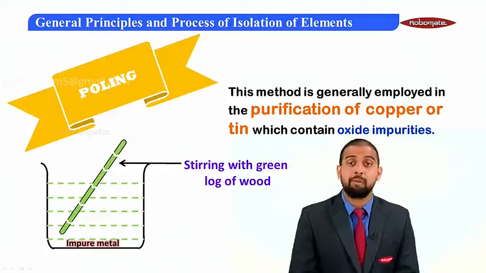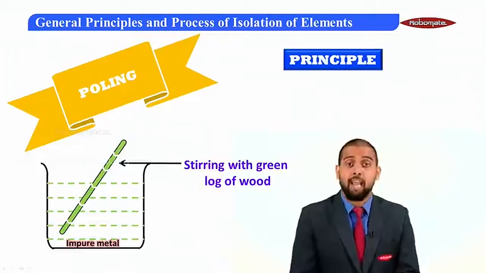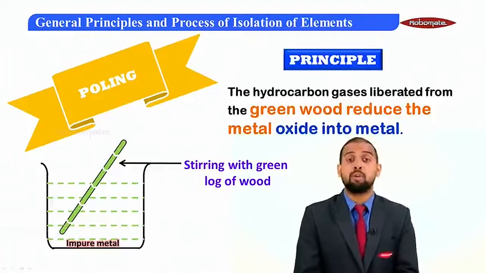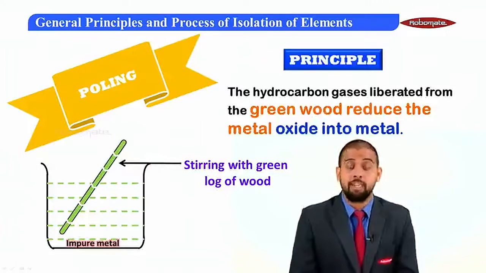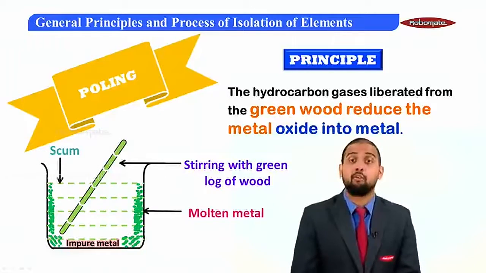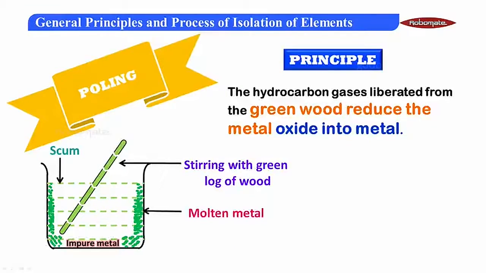Now what will happen when you do this is, the hydrocarbons which are present in the green log of wood will try to convert the metal oxide into free metal. And because of this, all the pure metal will come to one side and all the impurities or the unwanted scum will float on the surface. So this way we can obtain a pure metal.